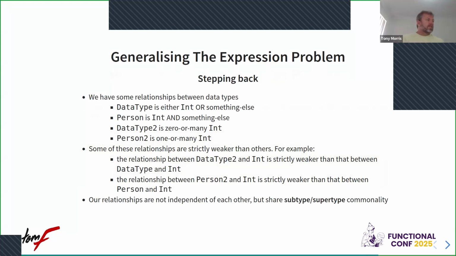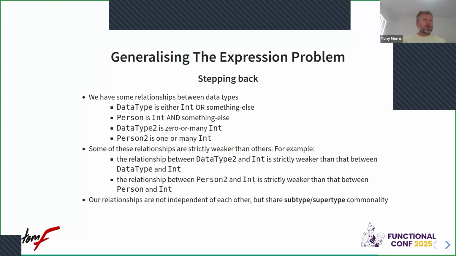Okay, so let's just step back for a minute. There are some relationships that so far I've just hand waved over. So a data type is either an int or it's something else, or a string from memory. A person is an int and it's something else. A data type 2 is 0 or many ints, and a person 2 is 1 or many ints, or in other words, 2. And the reason I've defined it that way is because that is important to the way that I'm going to talk about a solution.